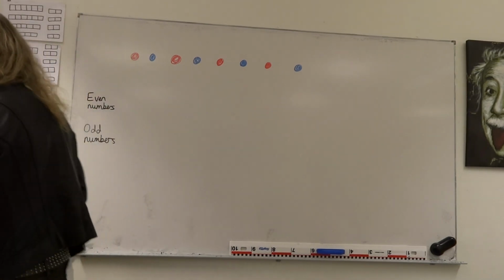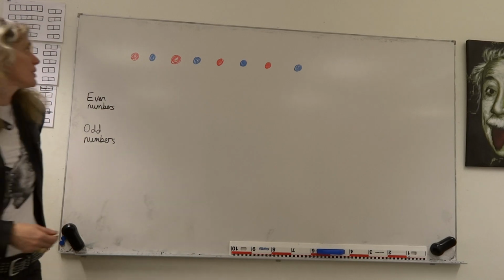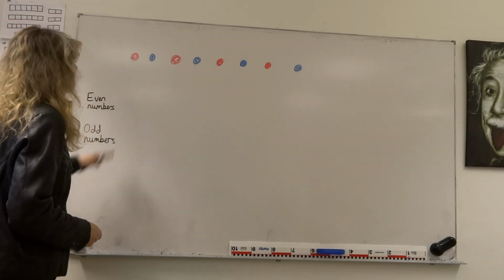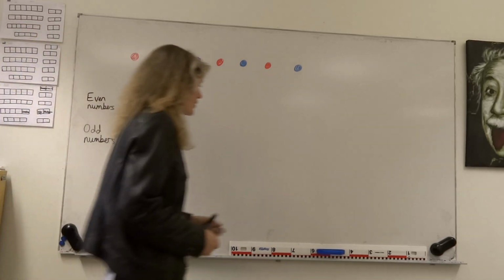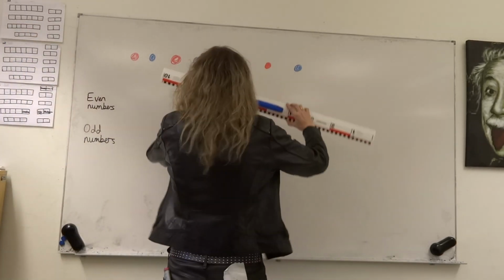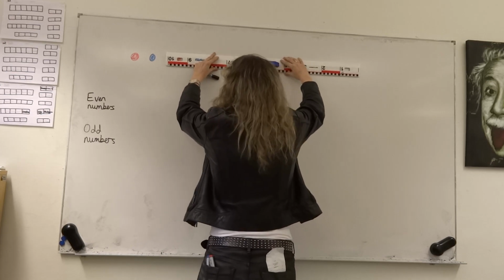We've got a number of marbles here. We've got blue marbles and we've got red marbles. And the question is, what is the percentage of blue marbles if we've only got even numbers?